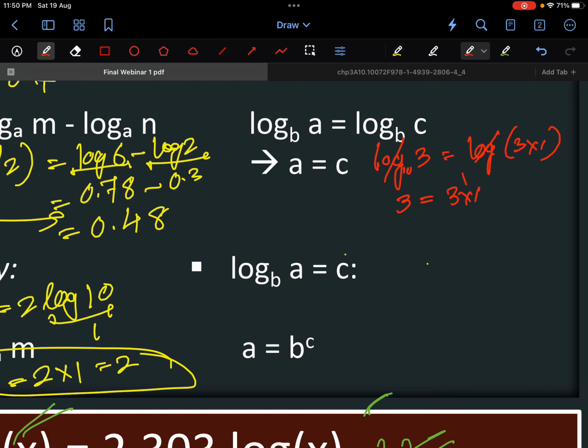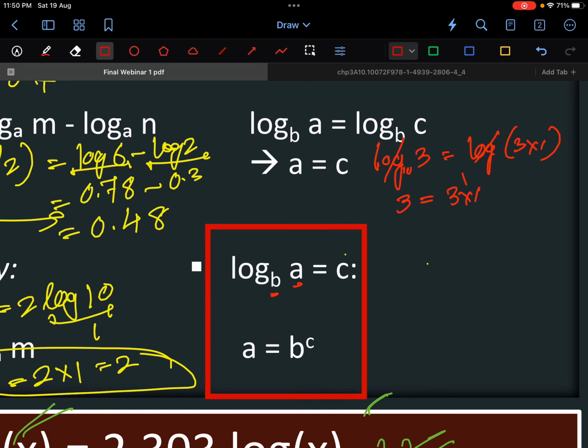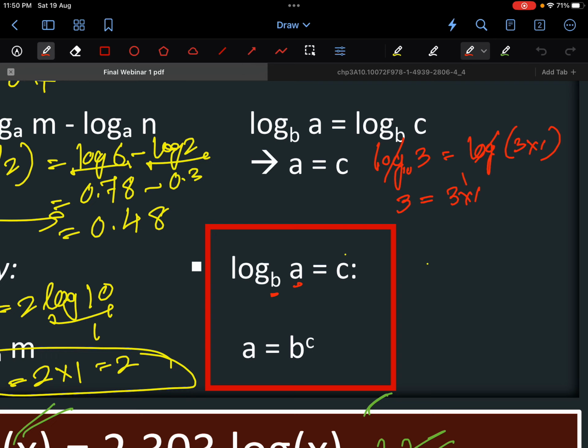Okay, another property is log a with base b. This property is very important. We use this a lot of times in population growth kinetics. You will also see that population growth kinetics is tomorrow only, day 2, right? So we will see this property in there also. So log a with base b equals c, so a is equal to b to the power c. This is why log is important. If a equals b to the power c, how can we convert this equation into a logarithmic form? So log a with base b is equal to this exponent, that is c.